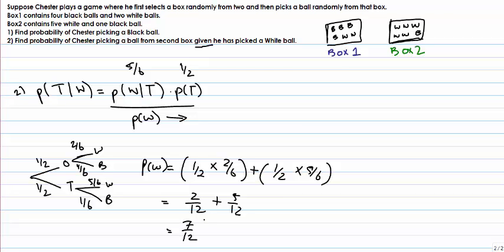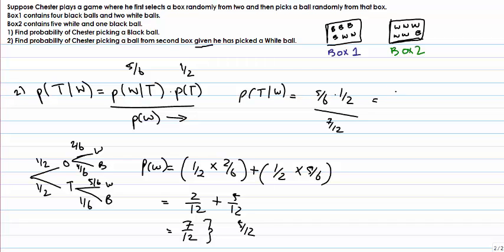Here we get the probability of selecting a white ball, like we had 5 by 12 for selecting a black ball. Okay, so we're simply going to put this value in the formula and you get the answer to the question that we were solving. So we get the probability of D given W is equal to 5 by 6 multiplied by 1 by 2 divided by 7 by 12.